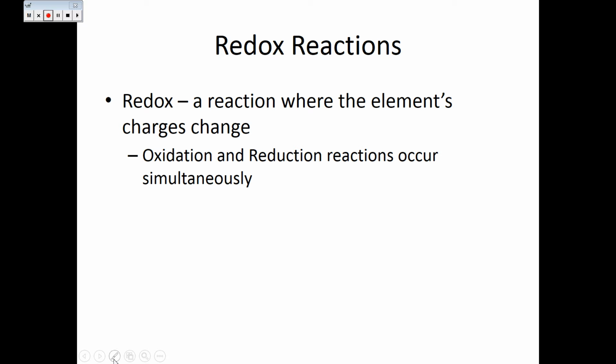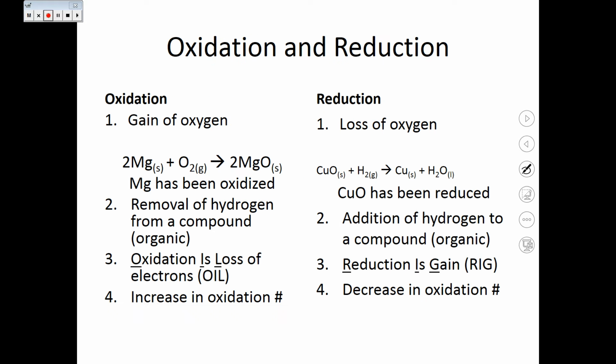The next section we're going to take a look at today is about redox reactions. A redox reaction is a reaction where the element's charges change. The word comes from two reactions that are occurring simultaneously, a reduction reaction and an oxidation reaction. So reduction and oxidation that occur simultaneously are called redox reactions. There's a couple of different ways you can define oxidation and reduction.